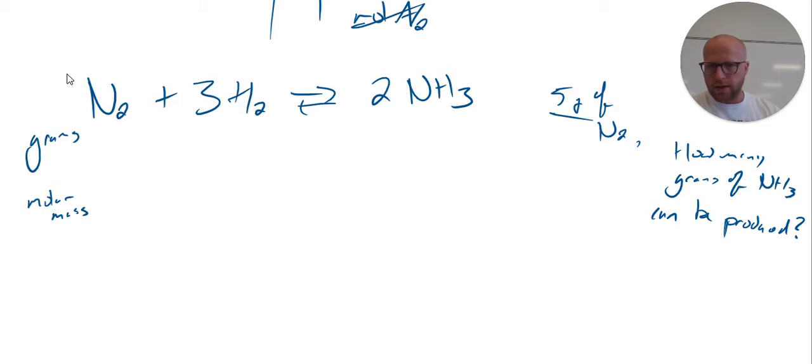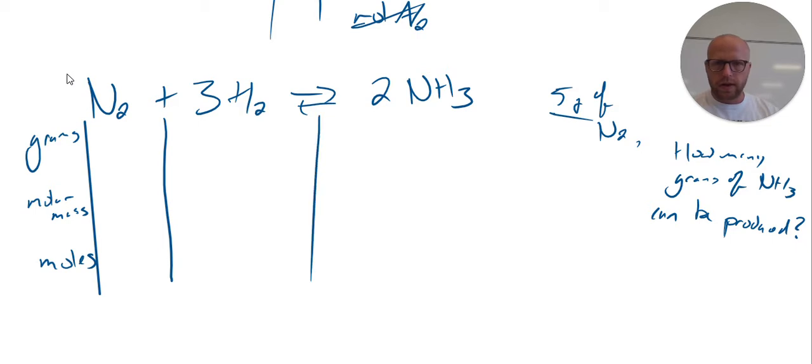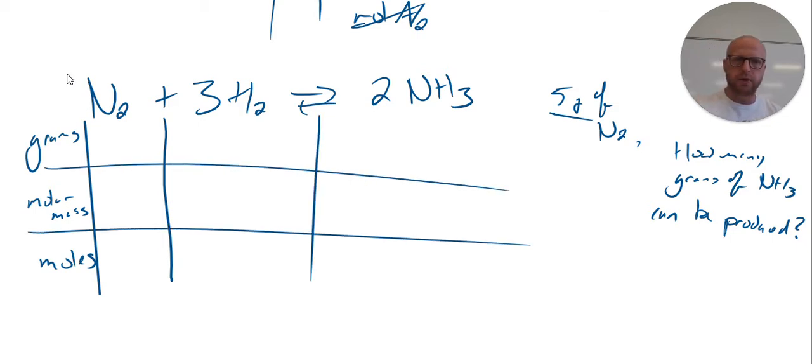And at the bottom here, we're going to have moles. Okay, so I want to draw this chart in here. I'm going to say, hey, here's my little chart. Let's fill in what I know and where I want to go. So first off, I'm given that I have 5 grams of N2. So I'm going to put 5 grams right here.